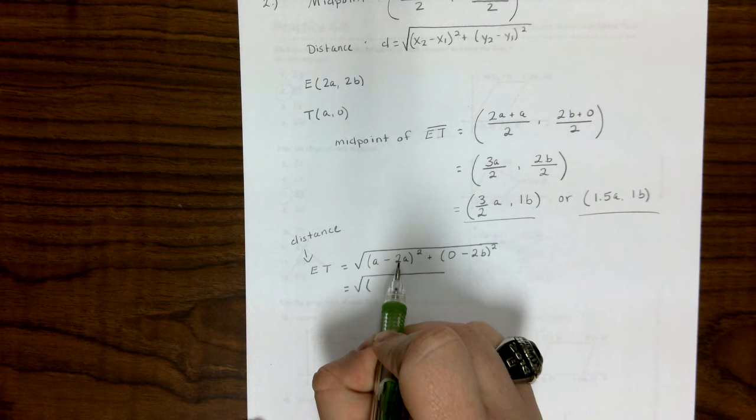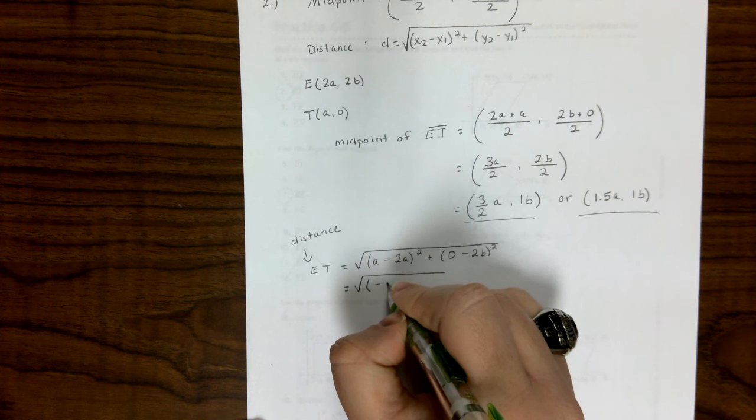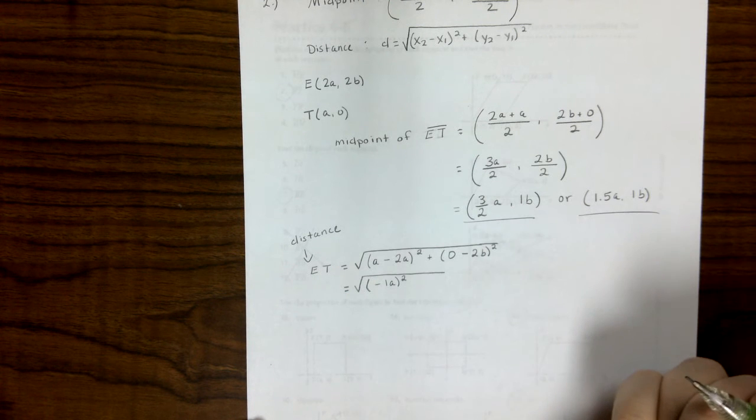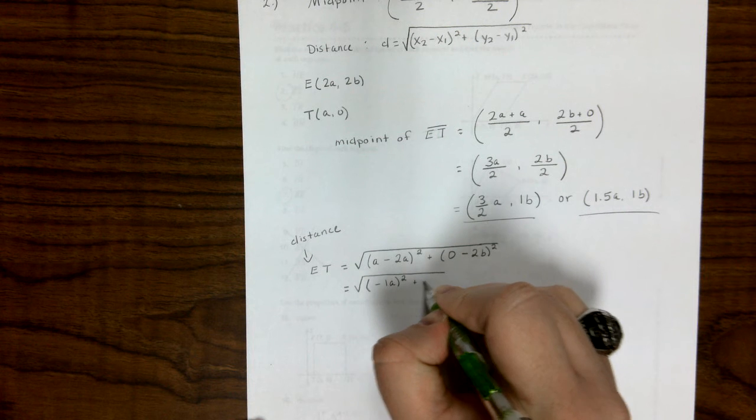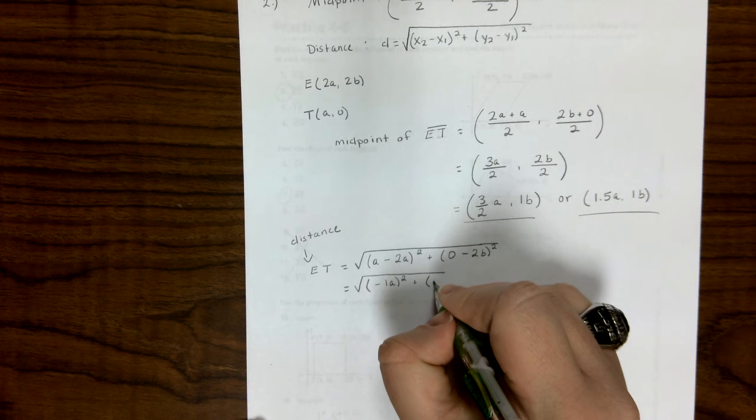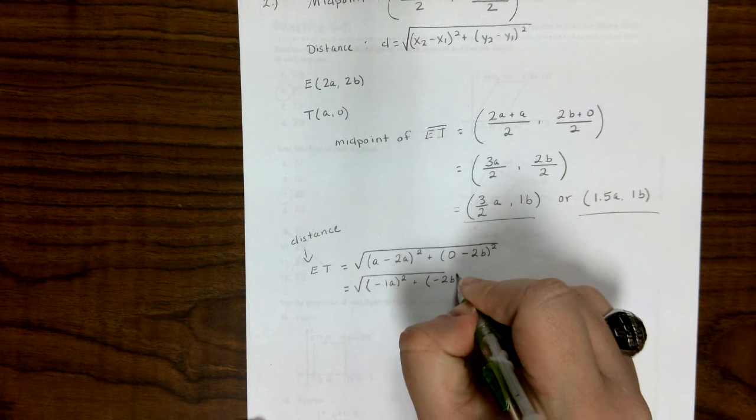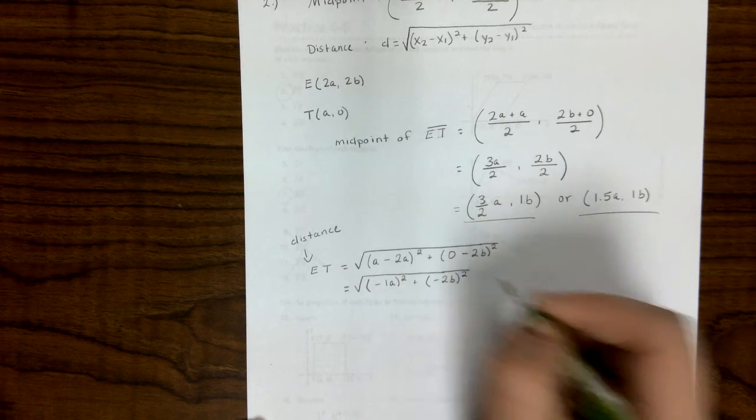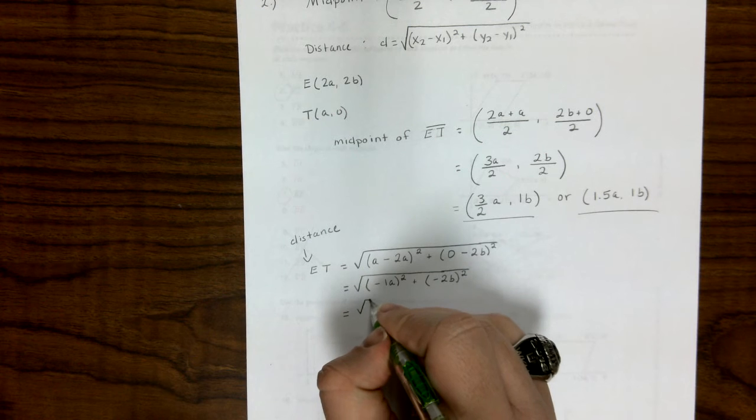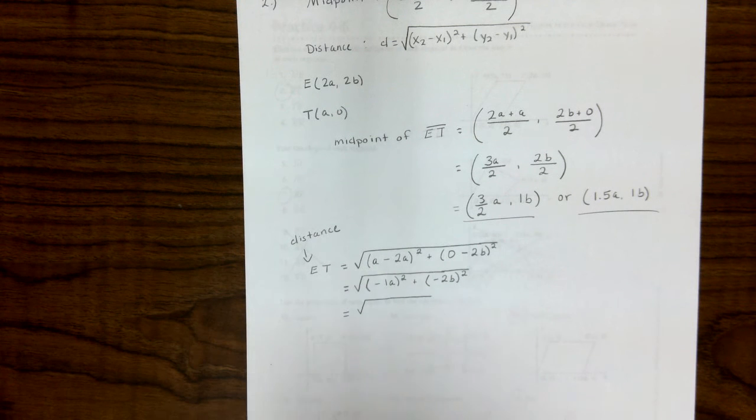1a subtract 2a's. That gives me negative 1a's squared. I'm doing that for a reason, putting the 1 there. Plus the next one. 0 minus 2b is going to give me negative 2b. We'll square it. Now we have to actually square what we have here. And I'm going to try and talk you through how it needs to look.